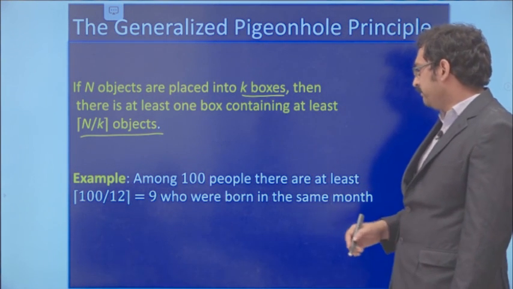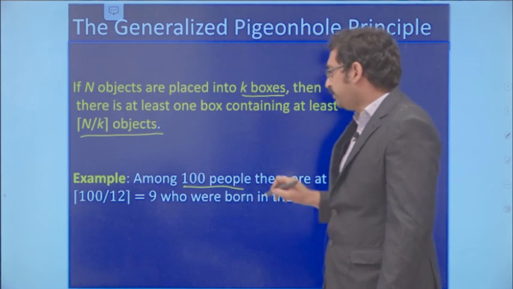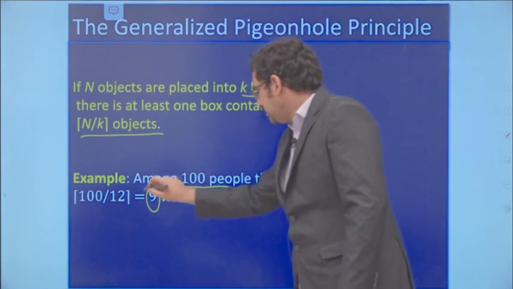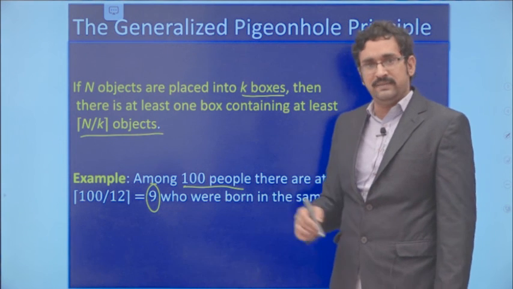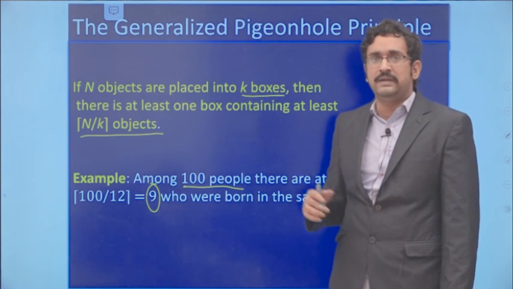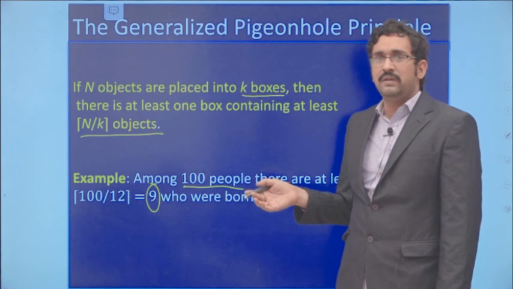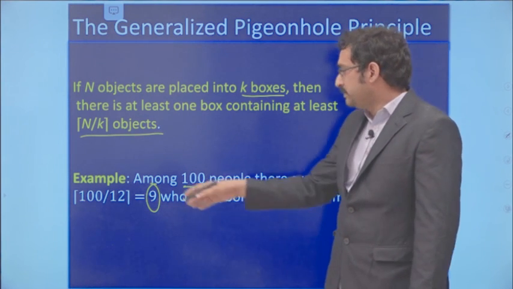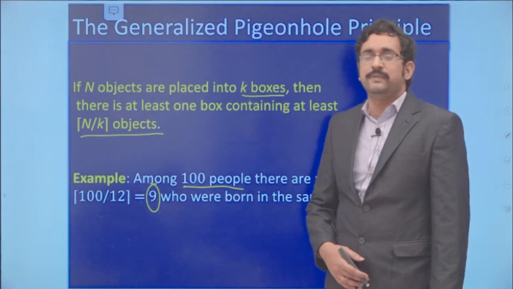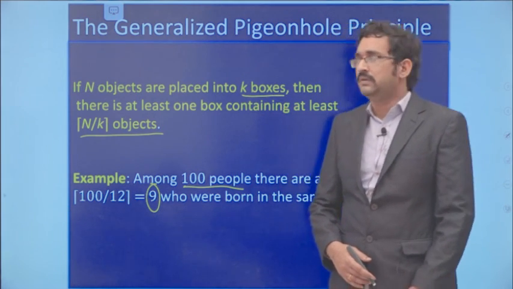Here is one example. If there is a group of 100 people, there will be 100 by 12, that equals 9, who were born in the same month. So if out of the 100 people we want to find the number of persons born in the same month, we can compute 100 by 12, which is 9. This is an example of the generalized Pigeonhole principle.